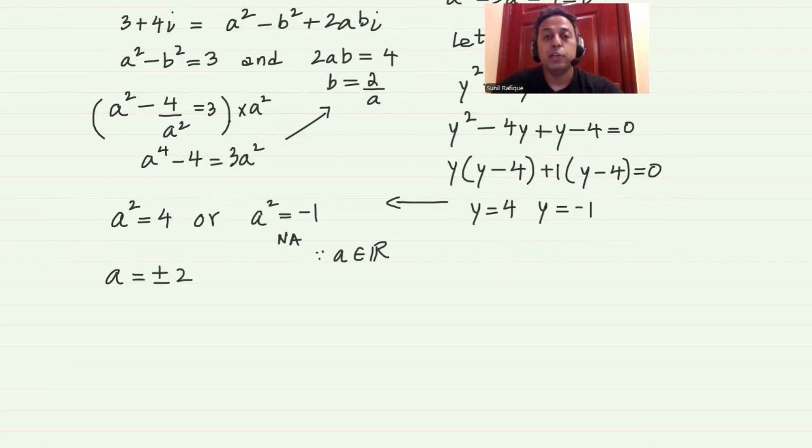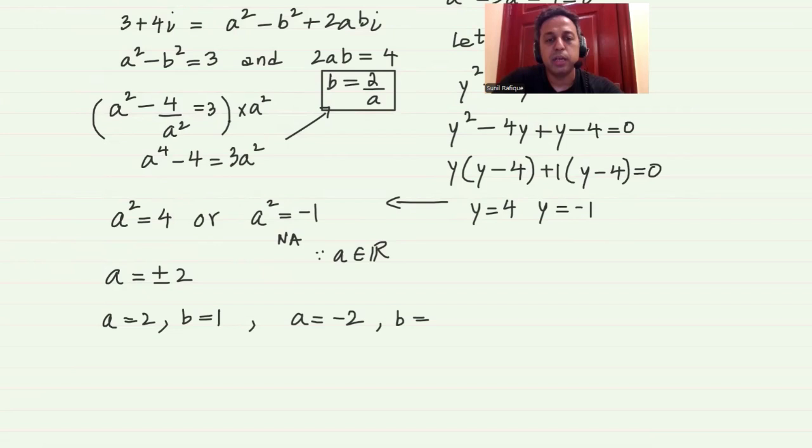Now quickly use this equation to get the value of b: when a is 2, b is 1, and when a is minus 2, b is minus 1, right? So these are my two answers. 2 plus i, because it's a plus ib. So it's 2 plus i, or minus 2 minus i.